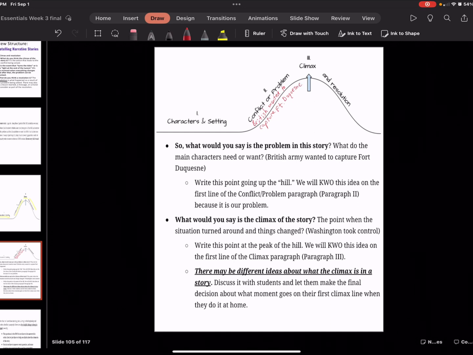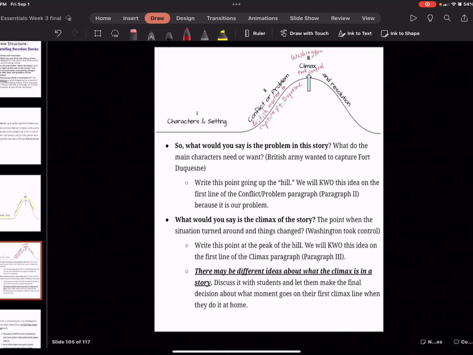Okay, so what would you say the climax is of the story? The point when the situation turned around and things changed. When did that happen? People were being killed, bad things were happening, but who took control? Washington. Washington took control. So we would have Washington took control. That's the moment when everything changed.